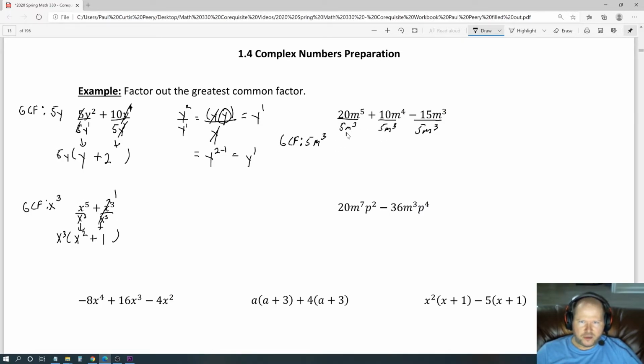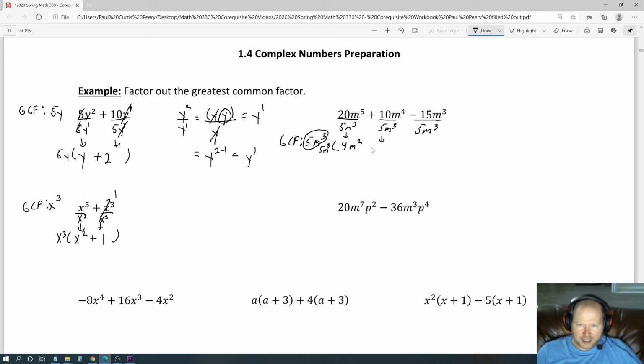So we are going to say 20 divided by 5 is 4. m to the 5th divided by m to the 3rd is m to the 2nd. And this is actually supposed to be in front. Make it more obvious. There we go. Separate these two. Okay, so 5m to the 3rd is the part in front, and then all the rest goes inside. Keep track of your signs.